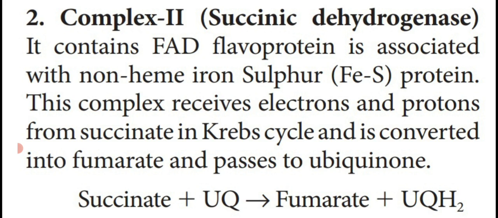Next, complex 2, succinic dehydrogenase. First one, NADH dehydrogenase. This one, succinic dehydrogenase. This complex 2 contains another coenzyme, that is FAD, which is associated with flavoprotein and also non-heme iron sulfur protein. So this complex receives electrons and protons from succinate, which is formed in the Krebs cycle, is converted into fumarate and passes to ubiquinone.